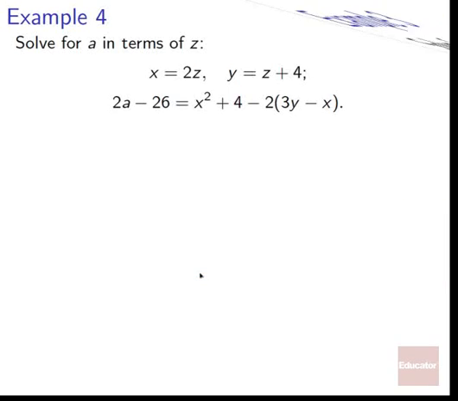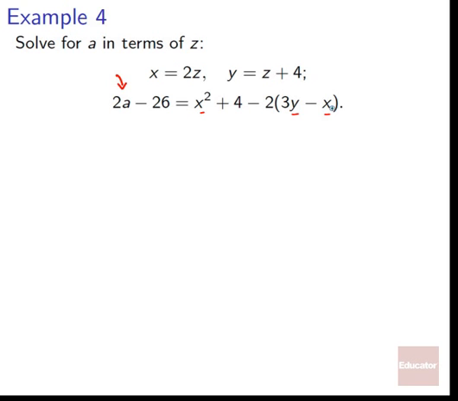Great. Example 4, final example. This one's a little bit tough, but we can totally understand what's going on here. x equals 2z, y equals z plus 4. We want to solve for a in terms of z. So we've got a in this equation down here, and we've got x squared, and we've got y, and we've got x. So z doesn't currently show up in this equation. We want to solve for a in terms of z.